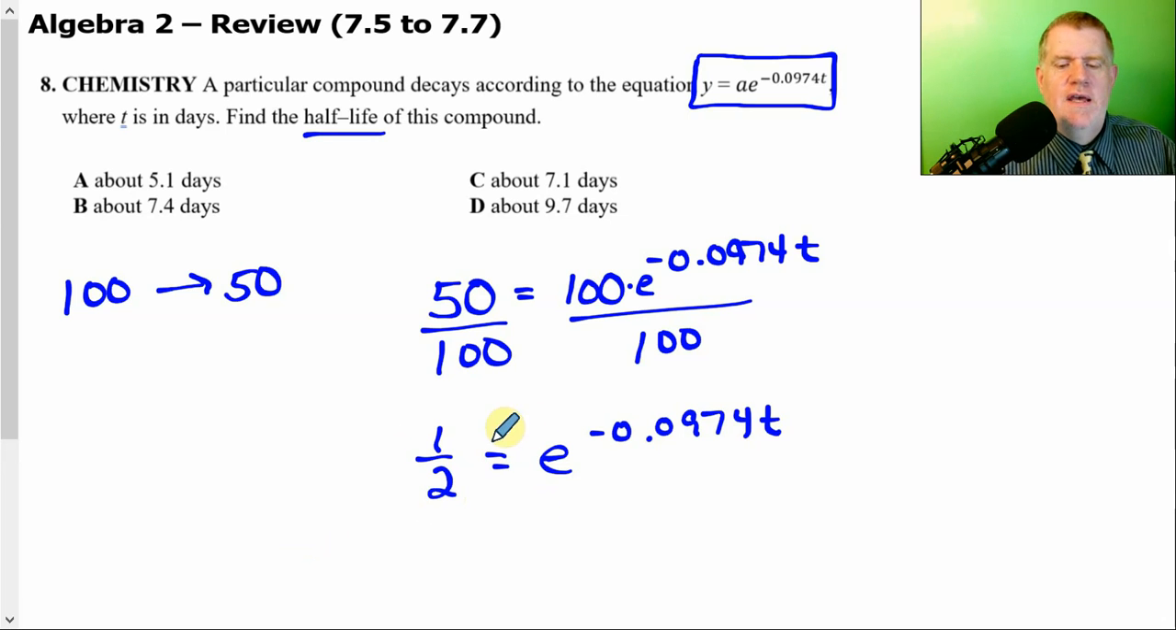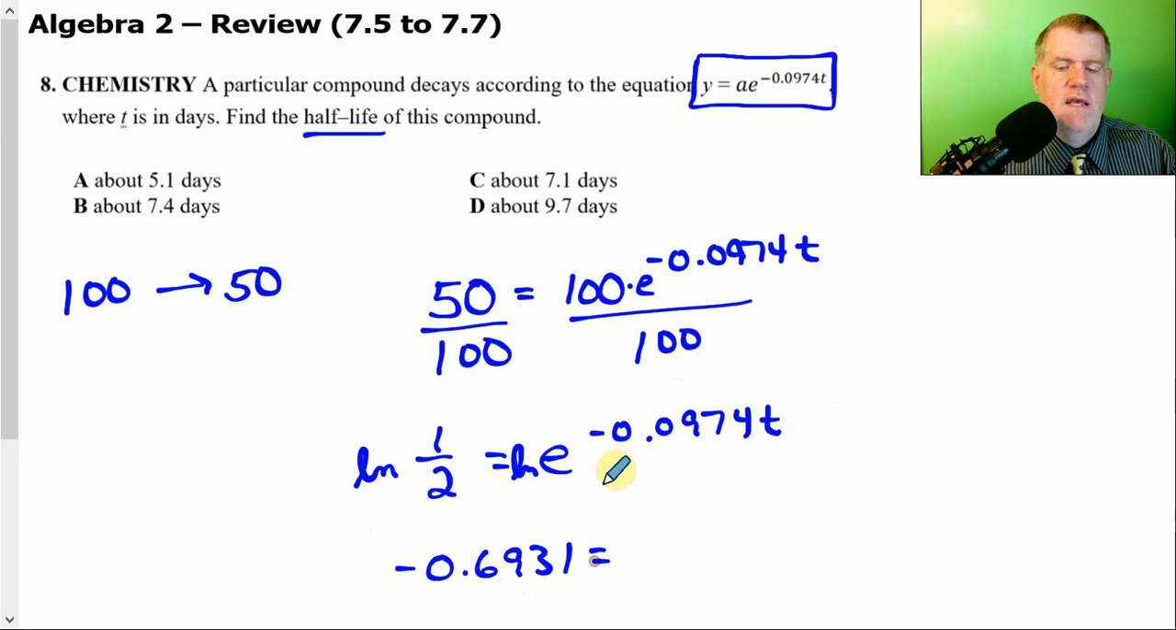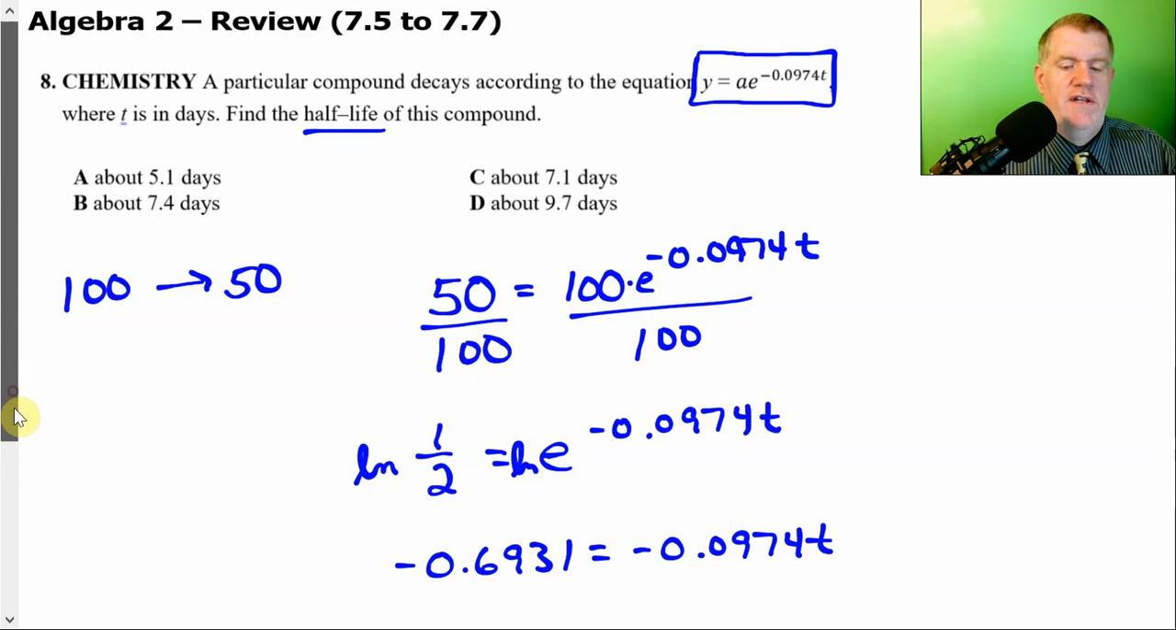All right. Now my unknown is an exponent, so how do I get rid of it? Well, I got an e, so the easiest thing to do is natural log. All right, the natural log of 1/2 is negative 0.6931. And this e and natural log are inverses. They kind of cancel each other out. You're left with 0.0974t.